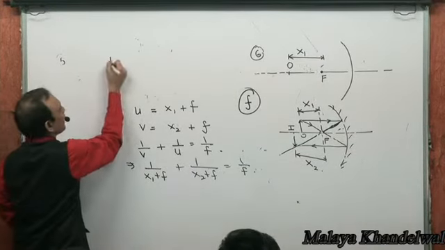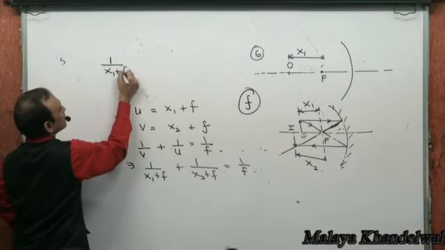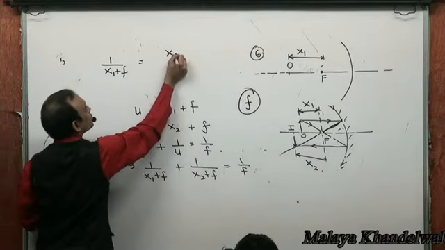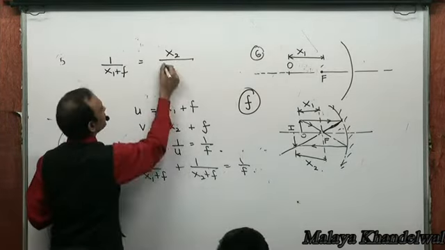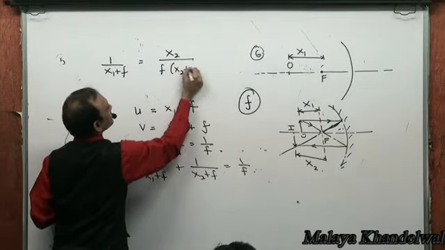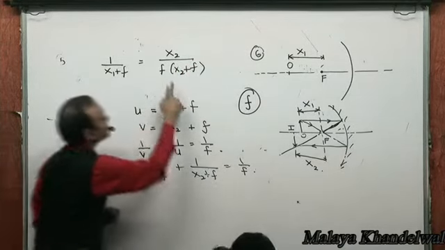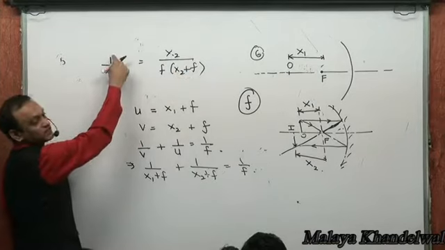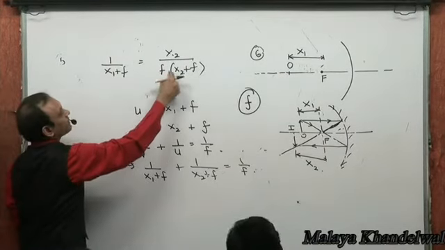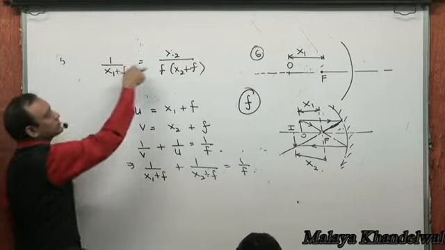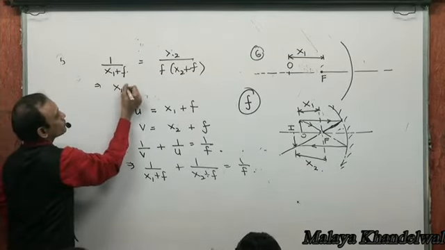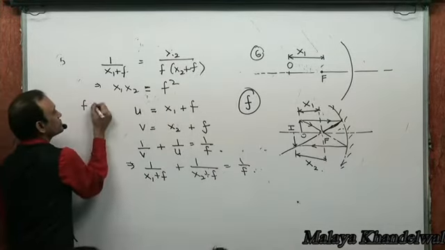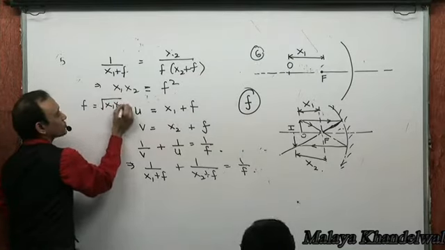So I end up getting 1 by (x1 plus F) equals, when I transpose this, x2 divided by F into (x2 plus F). When I transpose this to the right hand side, this becomes the difference. Now realize that F x2 will get cancelled with F x2 on cross multiplying, and I get x1 x2 equal to F squared. F therefore is root x1 x2.